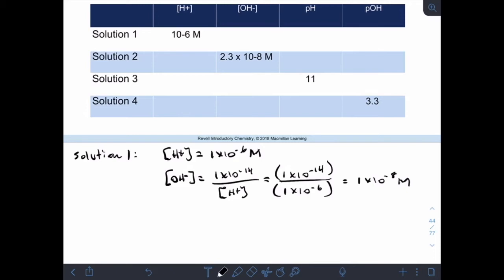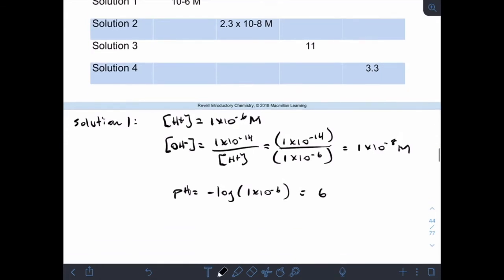Okay, so the next thing it wants is the pH. pH is negative log of the H, and we were given that in the beginning of the problem. So pH equals the negative log of 1 times 10 to the minus 6. You type it into your calculator exactly like that. You hit the negative button, you hit the log button, and then you type in 1 times 10 to the minus 6 and hit enter. And we get an answer of 6.